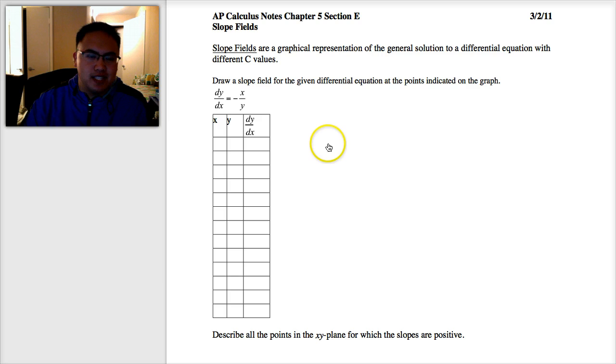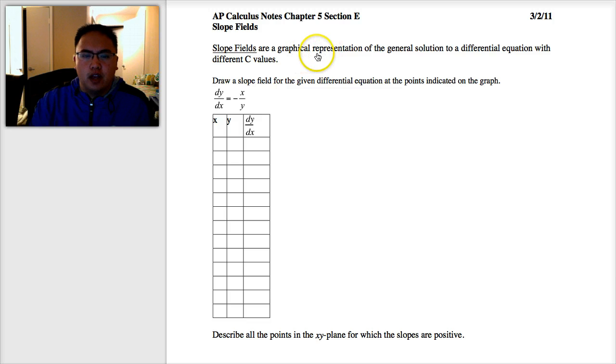This is for Wednesday's class, and it's called slope fields. So we're going to talk about something completely different than everything that we've done before, I guess for all of calculus. So yay, something new. Okay, they're called slope fields.